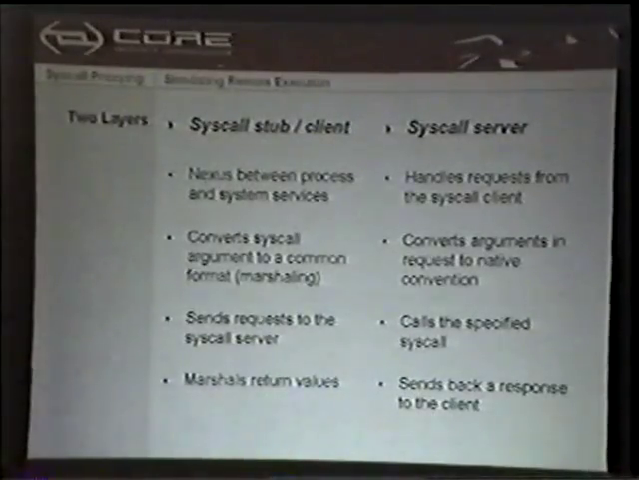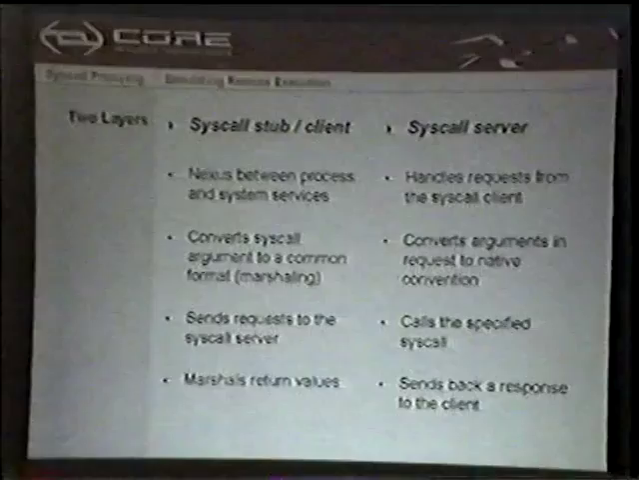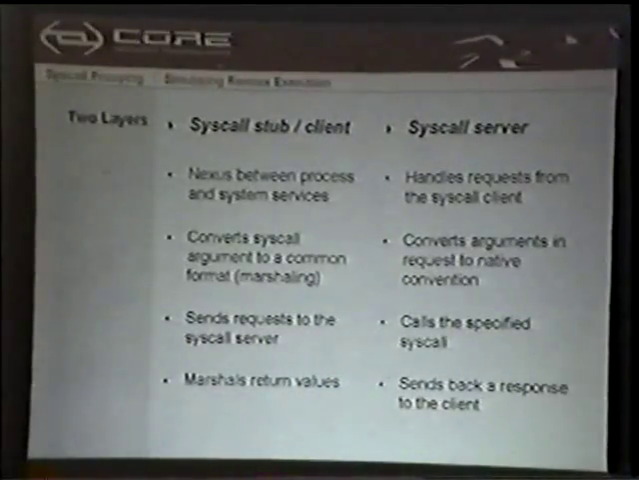This stub will convert the arguments of each syscall to a common format. We will refer to this as marshalling. And it will build, with these arguments and the syscall we want to call, a request for the syscall server. It will send this request to the server, get back the response, marshal back its arguments as necessary, and return back to the caller process as if nothing happened.